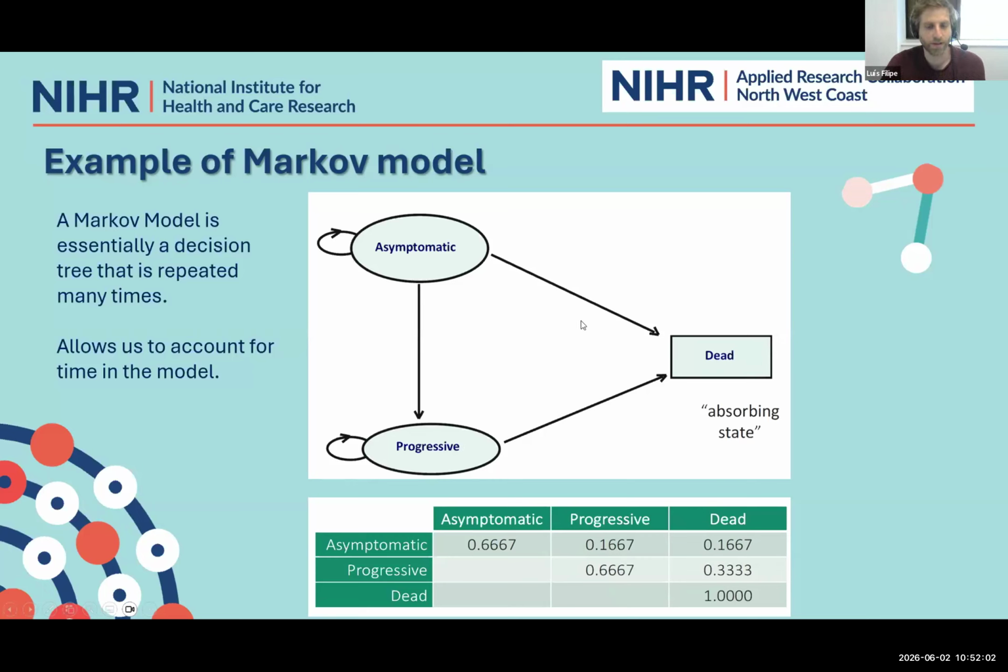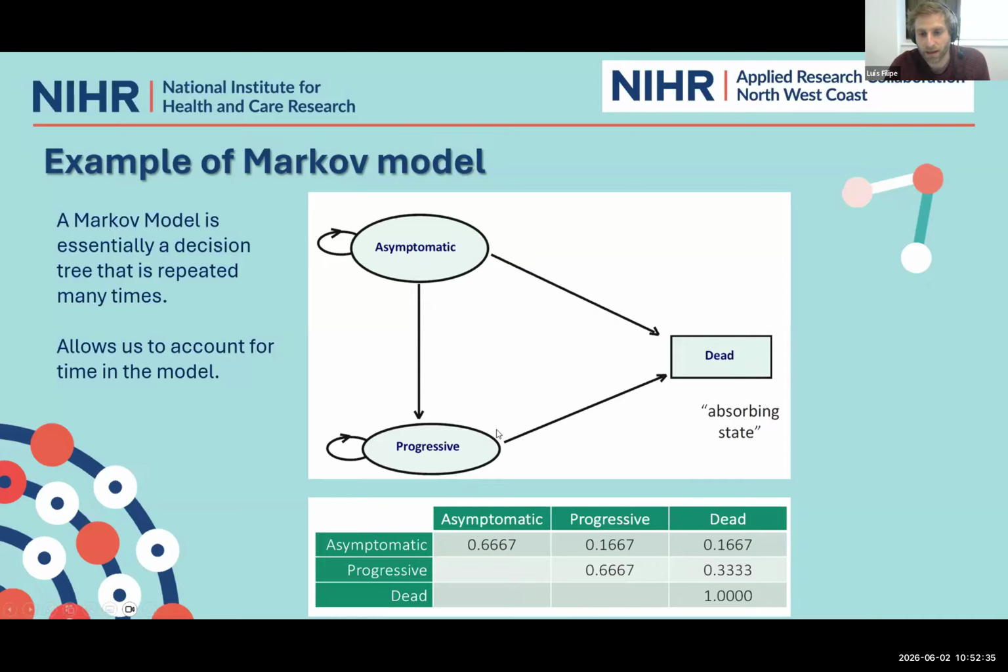So this is a very simple example of a Markov model, and you can see below a table that would give you the probability of moving between these states. So in this example, there is a probability of 66%, more or less 66.6 or 0.7% of staying in the asymptomatic state. There is 16.6% probability of going from asymptomatic to the progressive state.